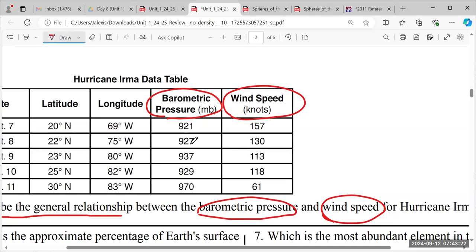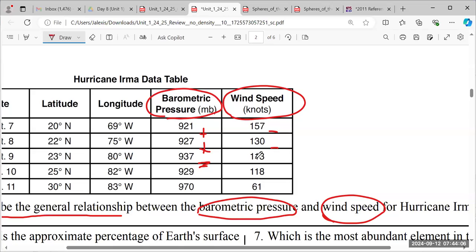So when I go from 921 to 927, it's been increasing. I'm just going to put a plus in between, okay? When I look here at wind speed, it goes from 157 to 130, it's decreasing. I'm going to put a minus. And I'm going to test out a couple of these numbers. When I go from 927 to 937, it's increasing. When I go for wind speed 130 to 113, it's getting smaller in between. I put a minus. Then when I go from 937 to 929, it's decreasing. I'm going to put a minus in between.